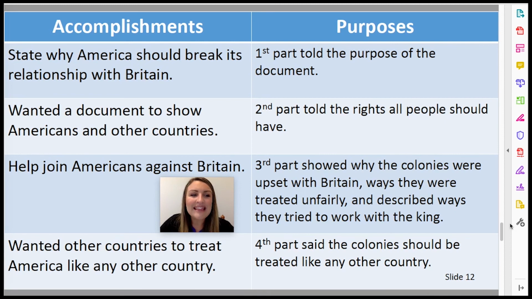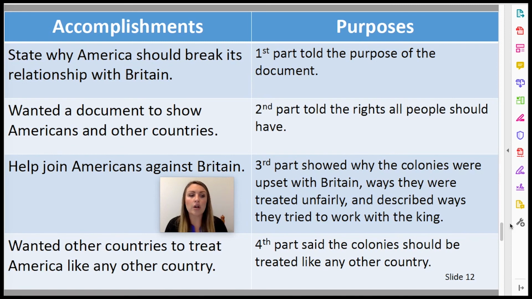Good job. The second part of our question today says, as Jefferson wrote the Declaration, he wrote it in sections for a purpose. What are the 4 sections and what was each section's purpose? What part of our notes today will help us answer this part of the question? Excellent. The side that says purposes. Listen as I read our notes back. Make sure you have all this information in your notes so you can use it later to write.